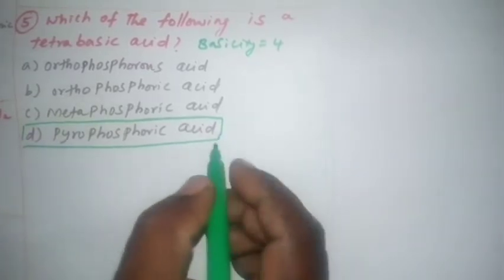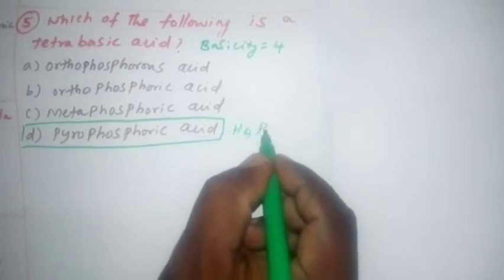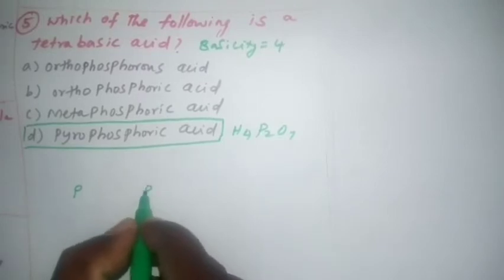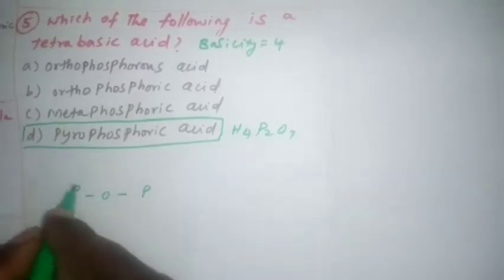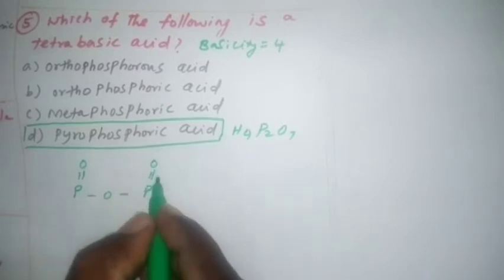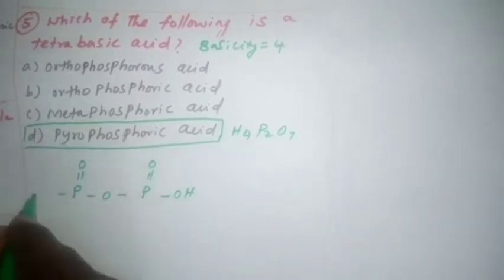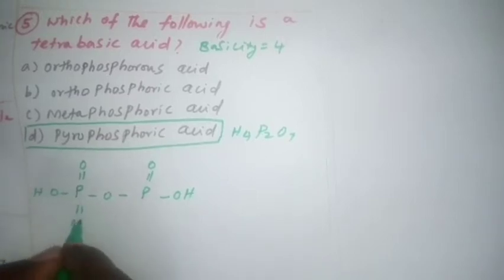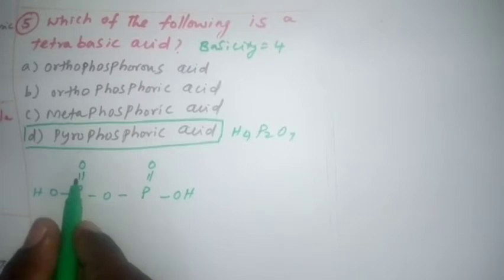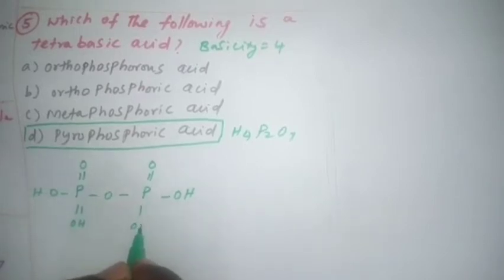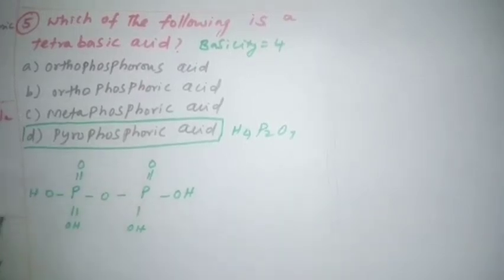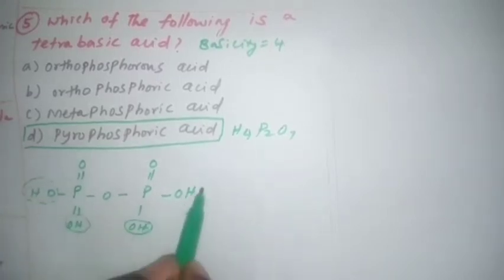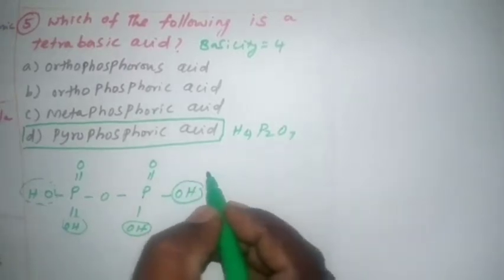The formula is H4P2O7. So there are 2 phosphorus atoms, oxygen, then here double bond O, here double bond O, OH, here OH, here double bond O, and here OH. Okay, now see here one OH, here one OH, here one OH, here one OH. So total 4 OH groups.